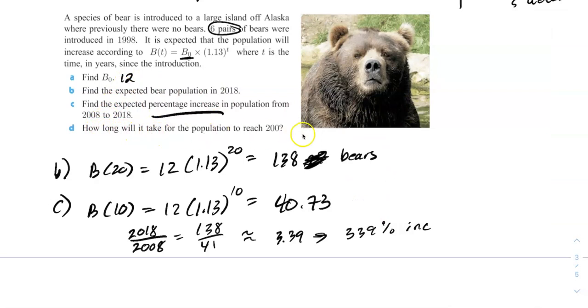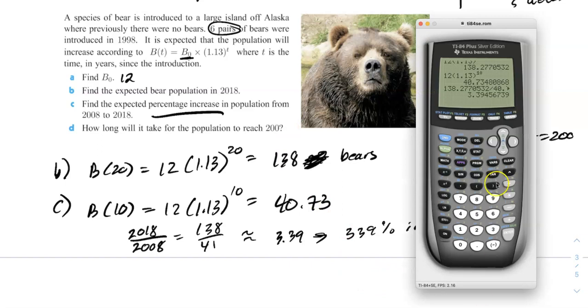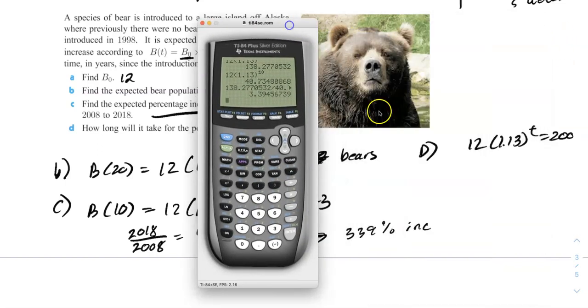How long would it take the population to reach 200? So I'm going to set the equation up to 200. We want to figure out when 12 times 1.13 to the t equals 200. Now, as of right now, we haven't figured out how to solve this yet. That's going to come up in a future lesson. So the only way I can do this is by doing y1 and y2. y1 is 12 times 1.13 to the x, and then y2 is 200.